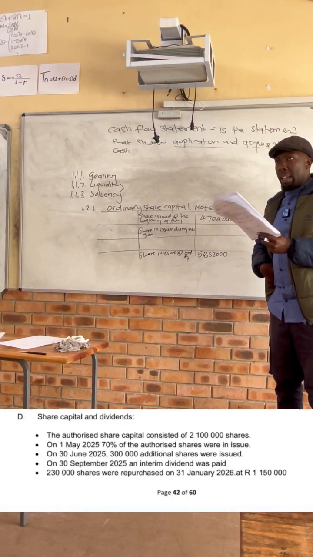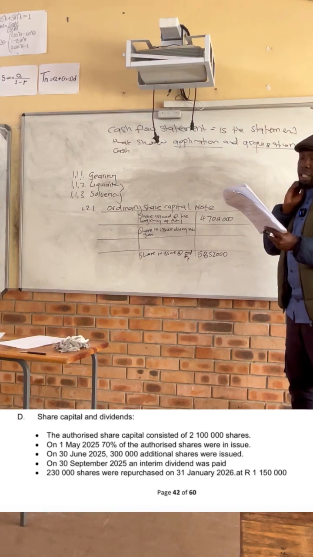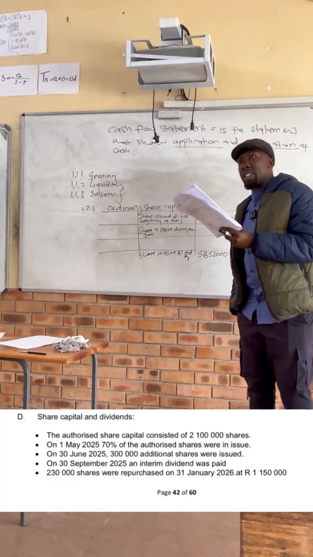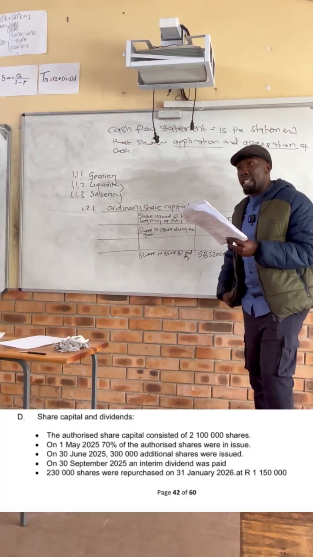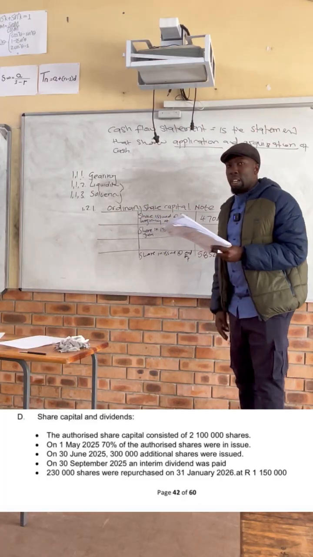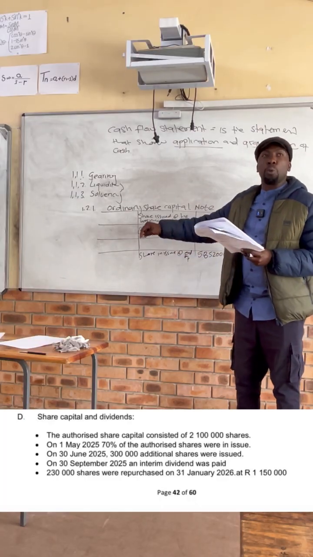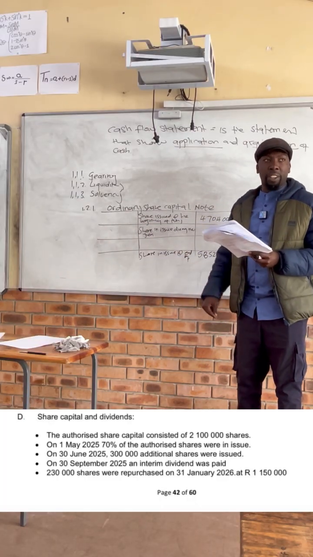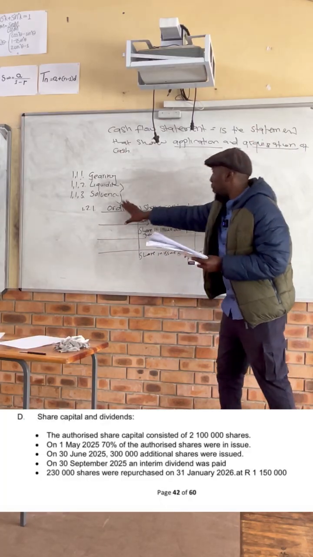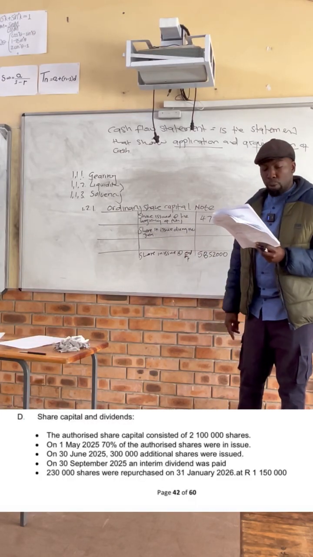Now, the first bullet says authorized share capital consists of 2,100,000 shares. Authorized shares are the maximum number of shares that the company is allowed to issue. So learners should not take that 2,100,000 and put it under our ordinary share. Here we are going to look at shares that were issued, or the shares in issue. Bullet number one is not going to be applicable. We are not supposed to write that 2,100,000. Let's go to bullet number two.